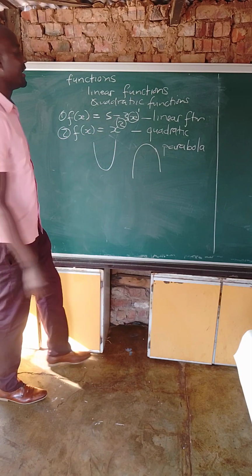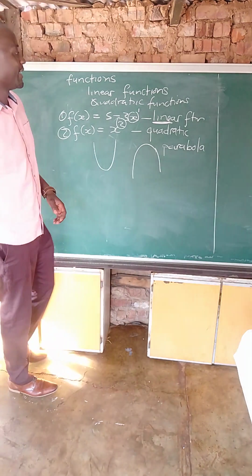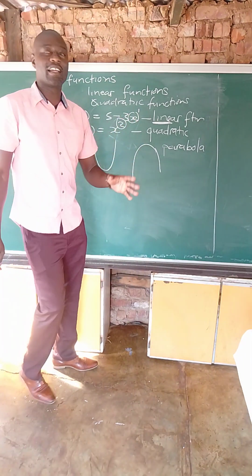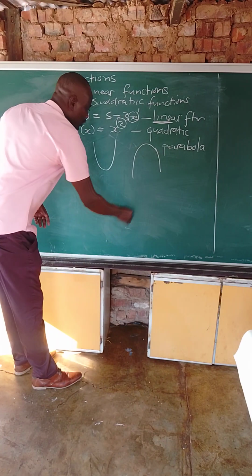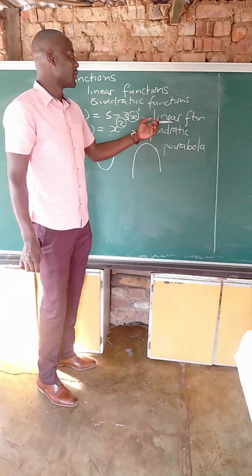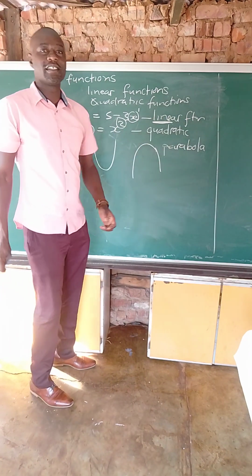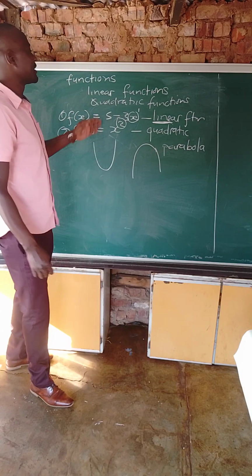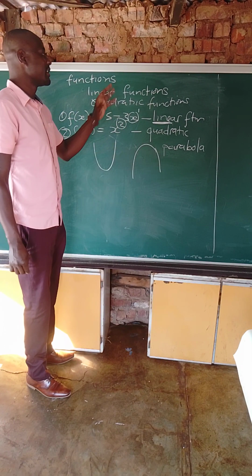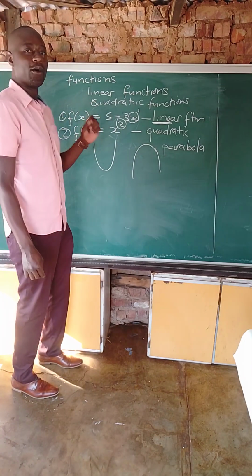When we talk of a linear, from the word linear, we have what we call line. This is just a straight line graph. Everyone I think knows what a straight line graph is. So from the word line, that's where we are getting linear. So this is what we want to talk of today. We want to talk of linear functions and quadratic function. So let us get to the order of the day.